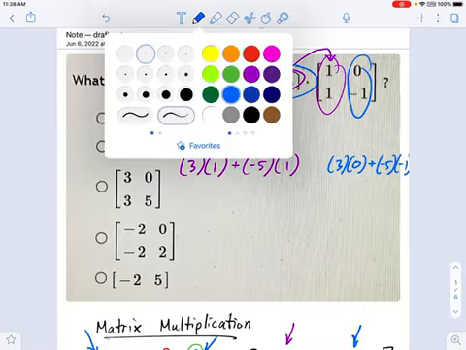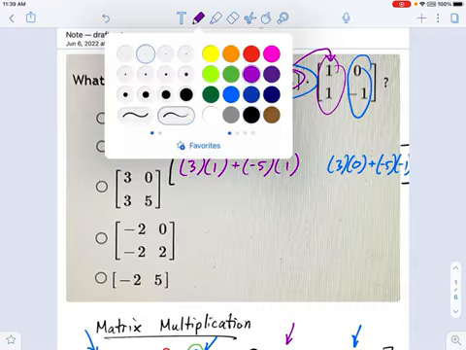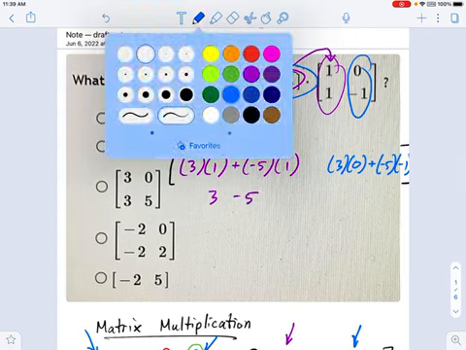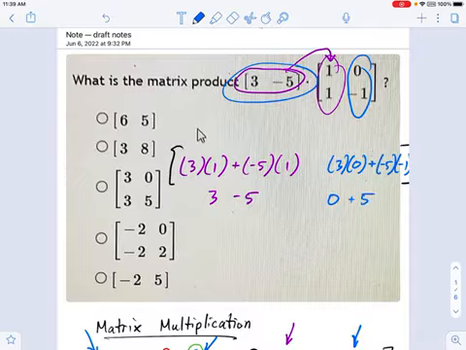Okay, well, let's see what we get here. Remember, this is going to be a matrix like this. And let's calculate what these are. So 3 times 1 is 3. Negative 5 times 1 is negative 5. Okay, that's my left number. The right number is going to be 0 plus 5.